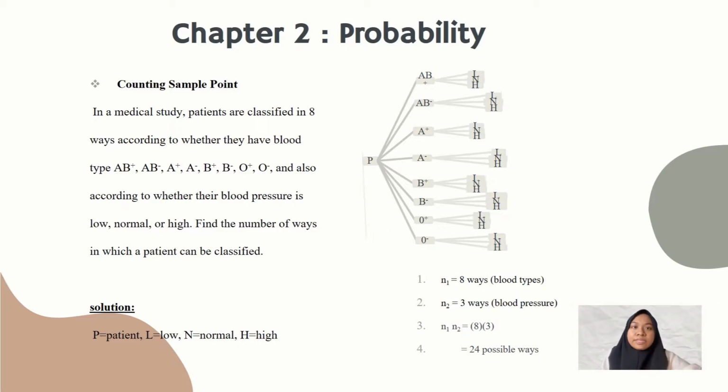Okay, firstly, draw a tree diagram. P for patient, L for low, and H for high. Next, patients are classified in n1 equal to 8 ways according to their blood type. Then they can be classified in n2 equal to 3 ways according to their blood pressure. Next, according to rule 2.1 on page 45, in our case, the first operation can be performed in n1 equal to 8 ways and the second operation can be performed in n2 equal to 3 ways. So the two operations can be performed together in 8 multiplied by 3 equal to 24 possible ways.